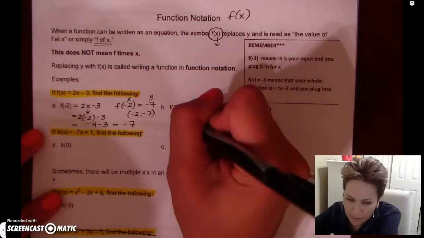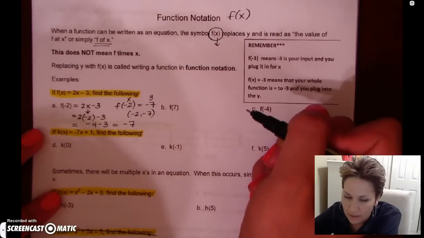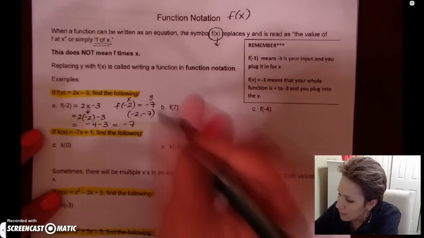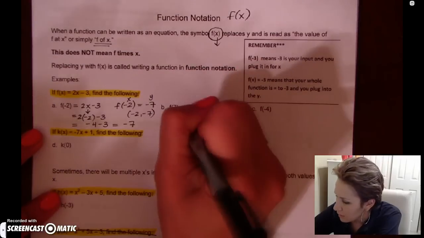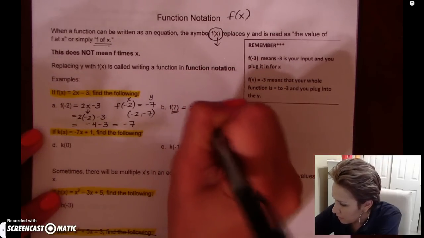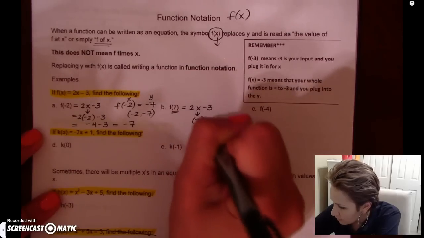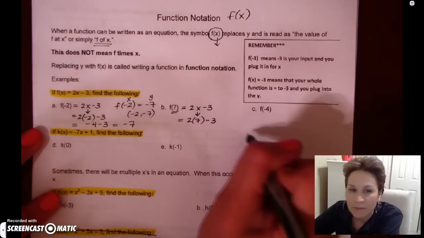The process of calculating the value of a function at a specific point is called evaluating a function. So we're going to evaluate the function f of x equals 2x minus 3 at f of 7. So again, I'm just going to rewrite 2x minus 3. Wherever I see an x, you're going to substitute in the value 7. You always work from left to right.